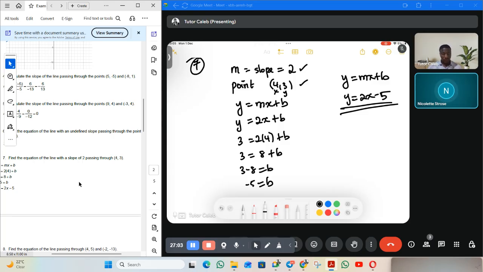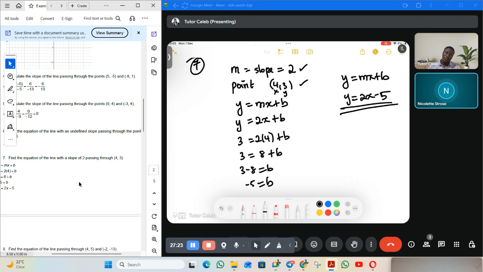Oh, okay, I see. So you have 3 equals 2 times 4 plus b. And so you did 2 times 4, which is 8. So you still have 3 equals 8 plus b. So you subtract 8 on both sides.